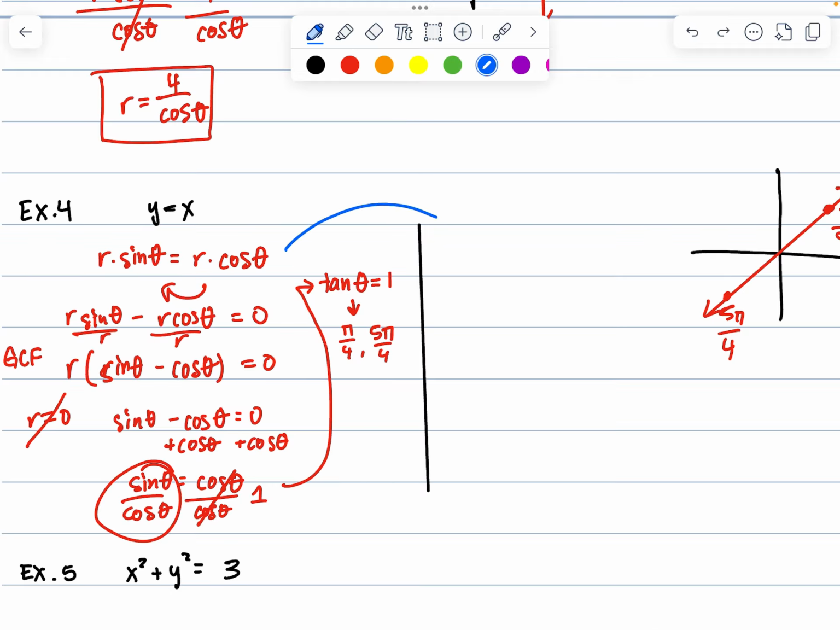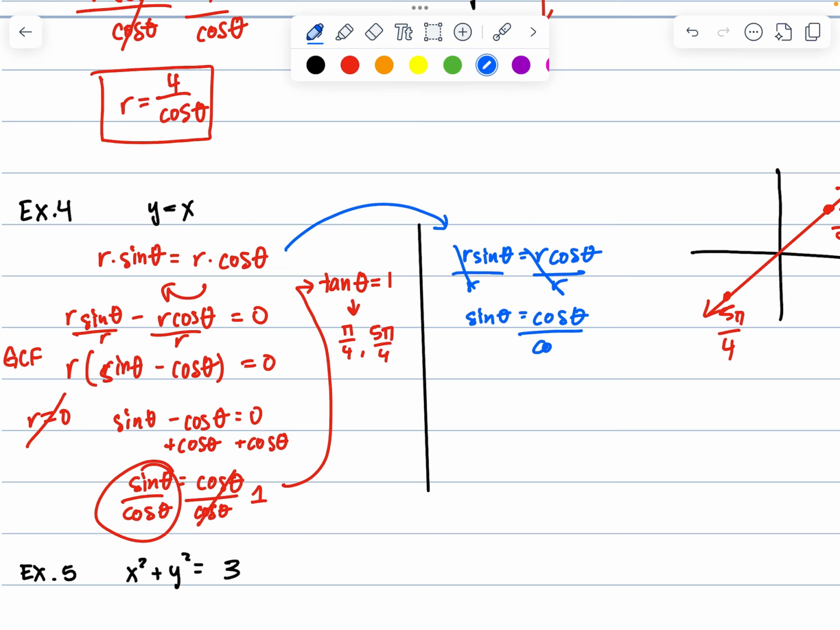Now the second way to do this is actually a lot easier. Okay, I'm going to take this version of it. R sine theta is equal to r cosine theta. And then divide out the r's. R's cancel out, and you end up with sine theta is equal to cosine theta, which is the exact same thing we had right here.